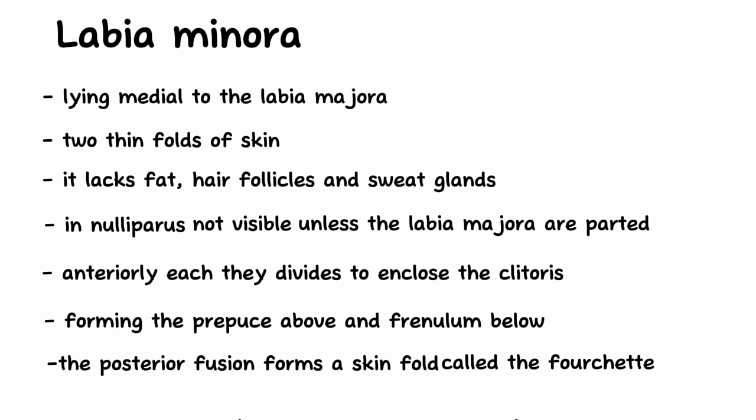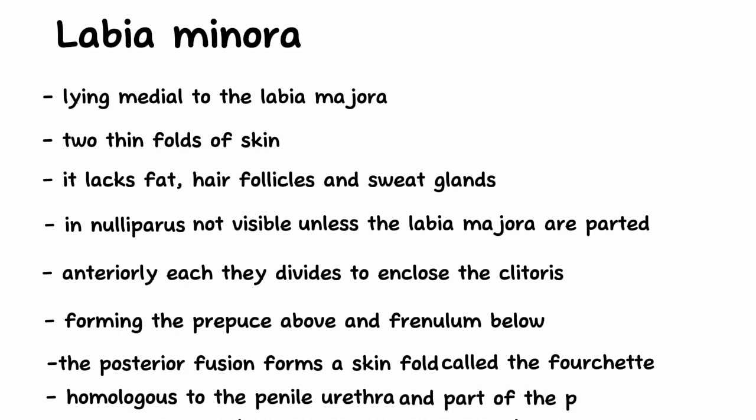Just anterior to the vaginal opening and behind the fourchette lies the fossa navicularis. Histologically, these folds contain connective tissue, sebaceous glands, erectile muscle fibers, and are richly innervated and vascularized. Embryologically, the labia minora are homologous to the penile urethra and part of the penile skin in males.